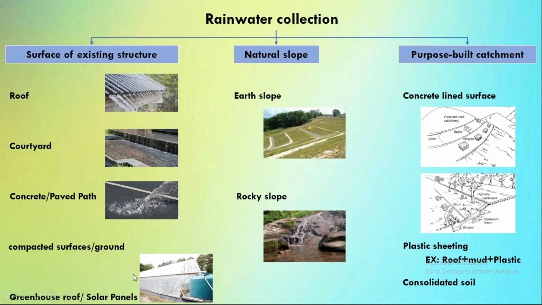Nowadays, researchers are focusing on water collection from greenhouse roofs and solar panels also. These types of technologies are emerging for the cost effectiveness of the rainwater harvesting system, or collection, improving the efficiency of the system.